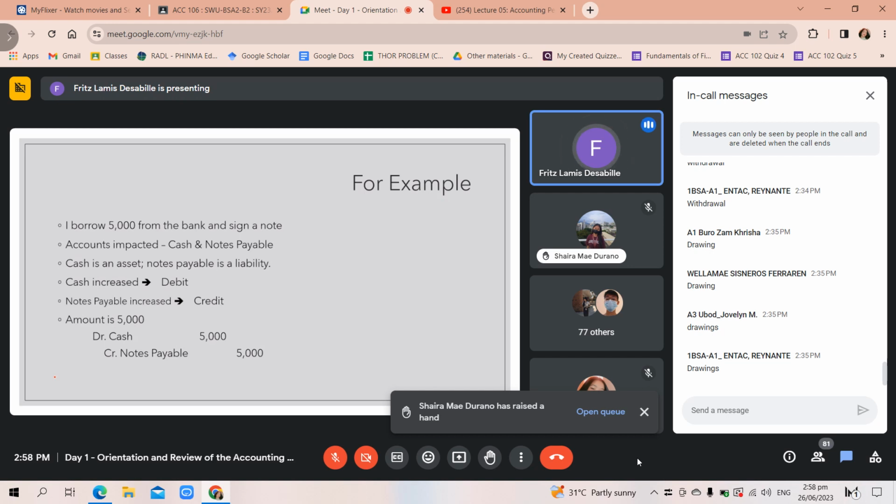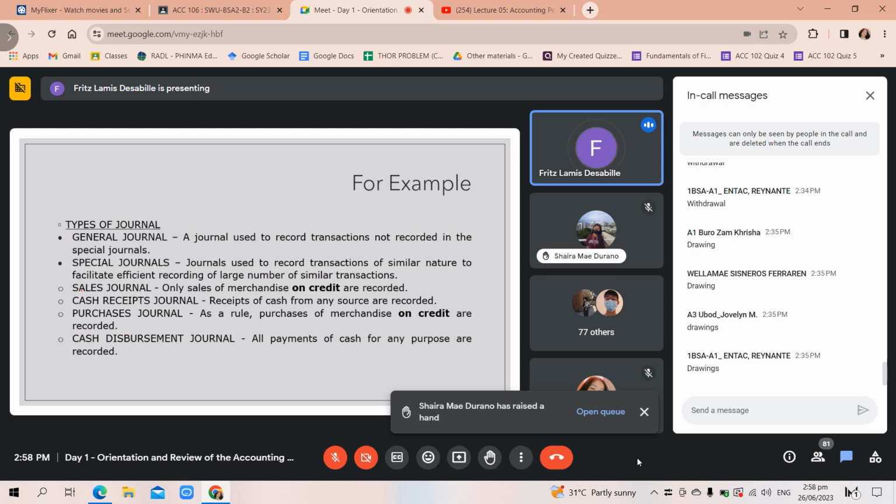Okay. So for that, please just read. I'm sure you're already familiar with this one. Okay, I will skip it. Okay. So journals, special journals, etc.